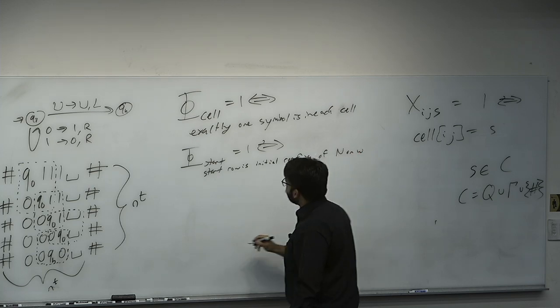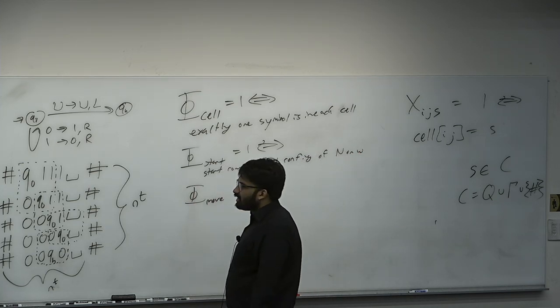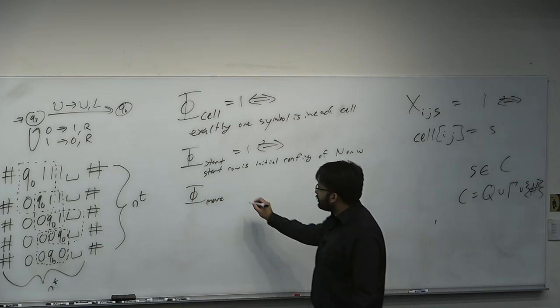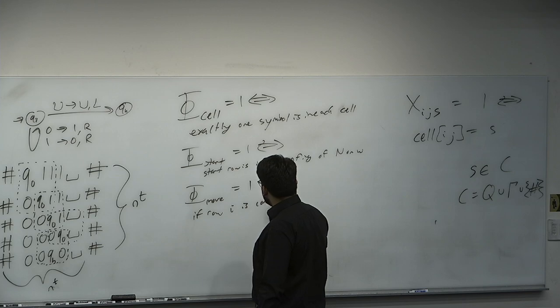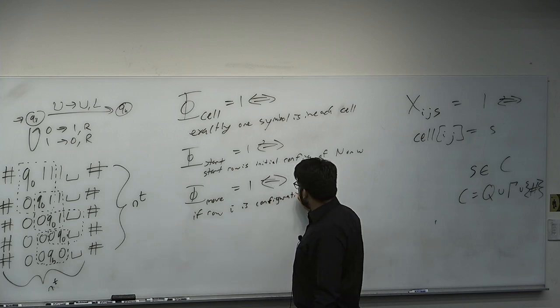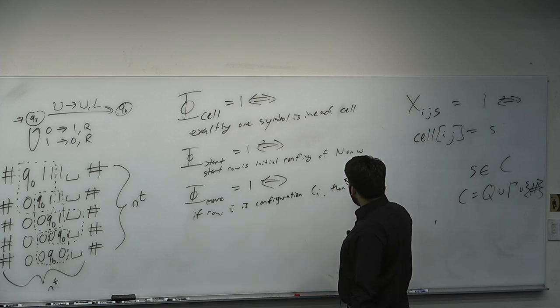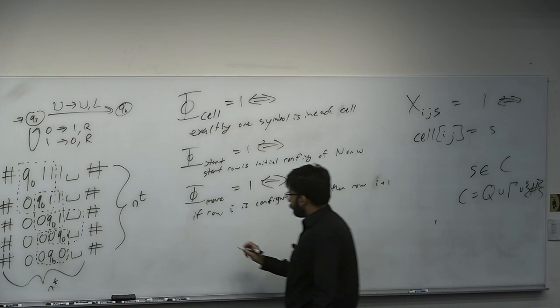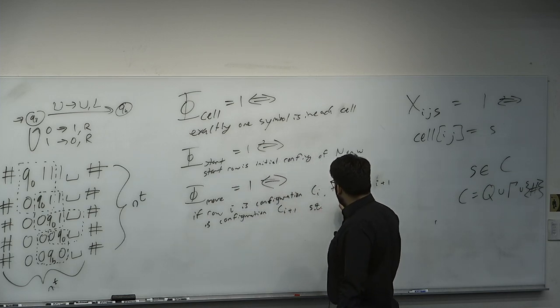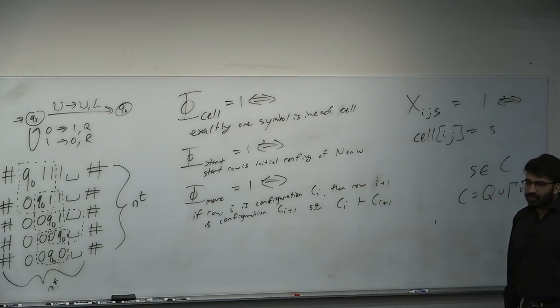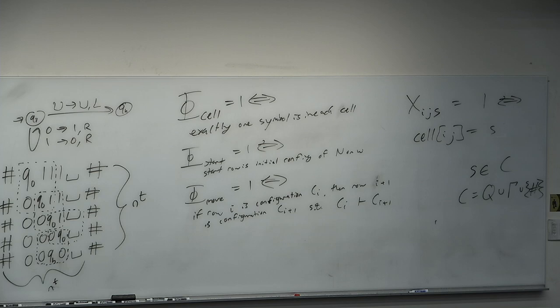Phi move is a kind of hard one to define, but it's sort of like an induction step, while phi start is like the base case. Phi move is an induction hypothesis sort of step. If row i is configuration c_i, then row i plus 1 is configuration c_{i+1}, such that c_i yields c_{i+1}. So if the ith row is a configuration of the machine, the (i+1)th row will be the next configuration. Kind of like a finite induction: if the first row is correct and the first row implies the second row is correct, then all the rows are going to end up being correct.